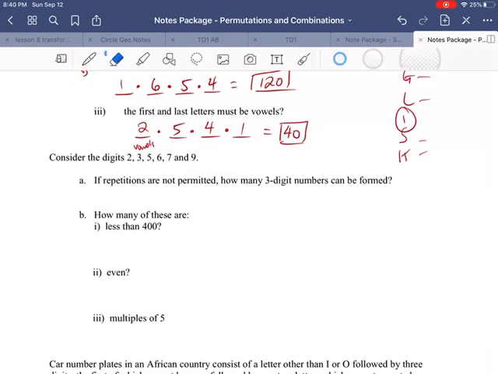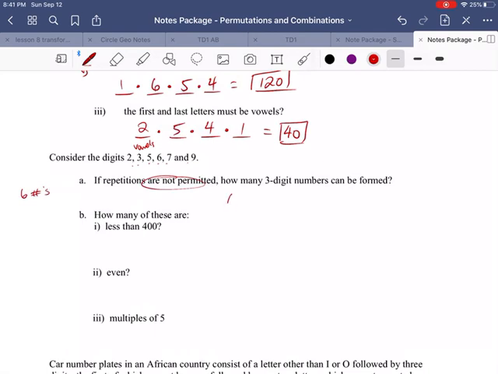Consider the digits 2, 3, 5, 6, 7, and 9. If repetitions are not permitted, how many 3-digit numbers can be formed? So how many in total are there? There's 1, 2, 3, 4, 5, 6. So there's 6 numbers. No repeats. So we're going to go 6 times 5 times 4. And that gives us 120 ways to arrange them.